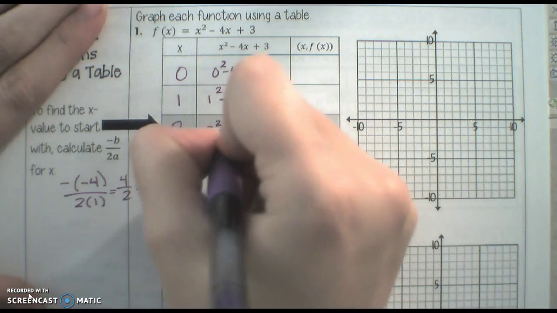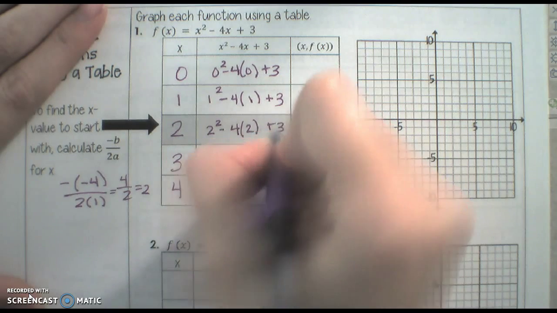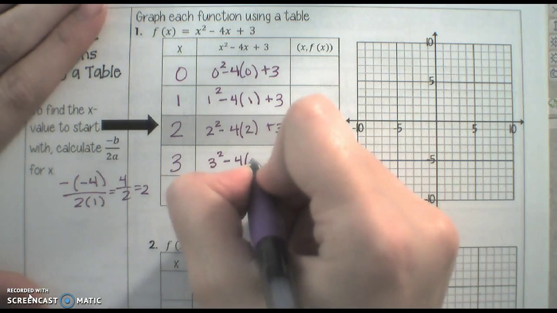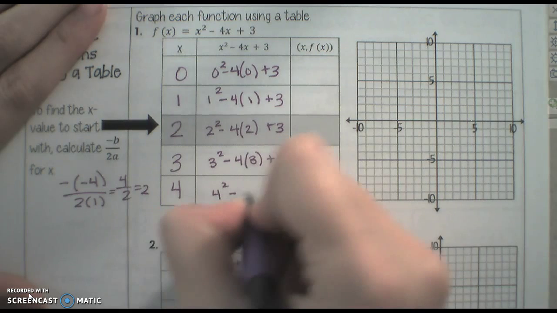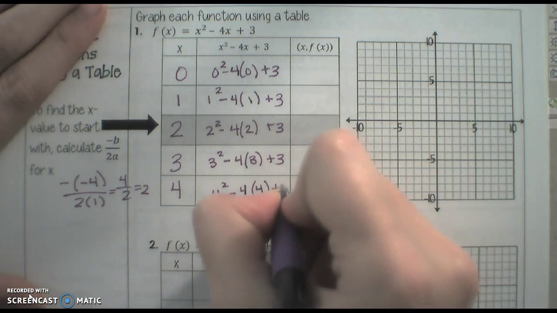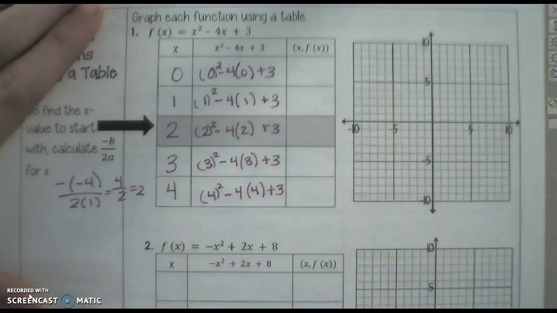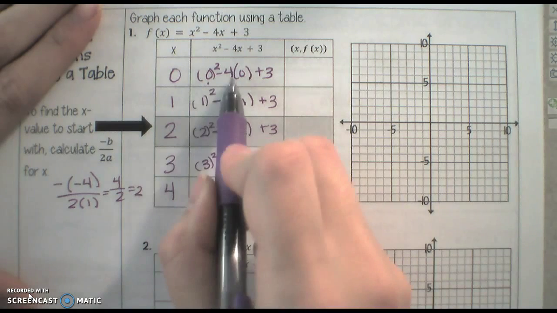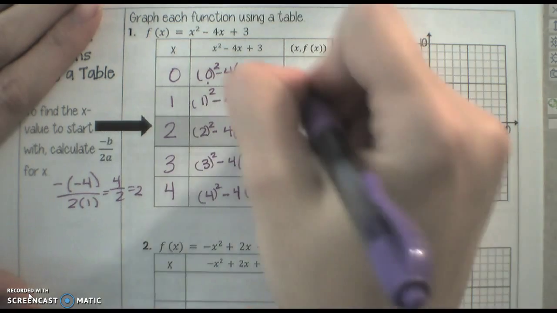So what we want to do is just plug these values in for x and then simplify. Now be careful when you're simplifying. You want to make sure that you're doing order of operations first. So that means exponents are going to come first, and then, so we've got 0 squared, we're going to do that first, so 0. Then we're going to do multiplication next, so 0, and then plus 3. So this is going to be 0, 3.